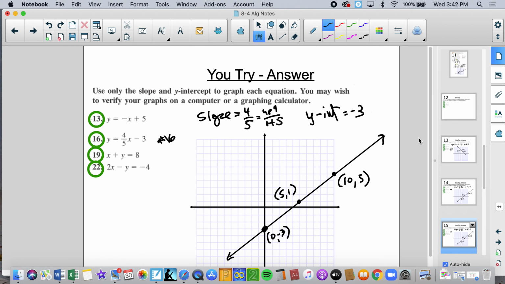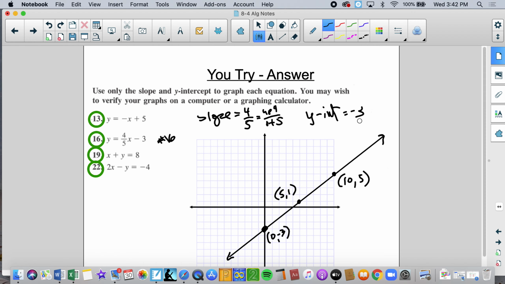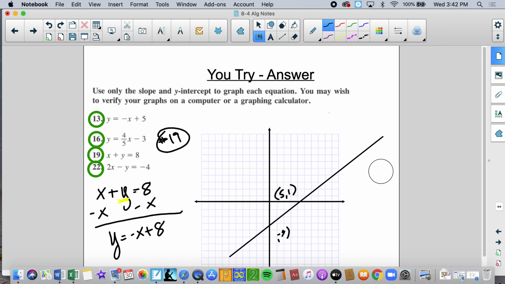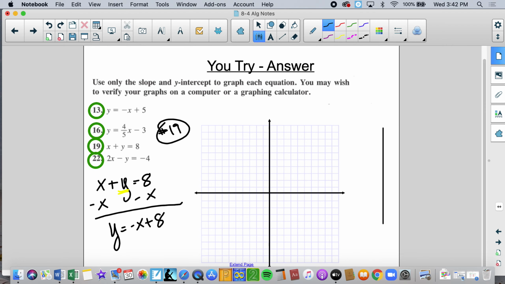Good. Let's do number 19. In number 19, we have to notice that it is not in slope-intercept form. So we have to isolate for y. I'm going to get y by itself. I'm going to subtract x. That gives me y equals negative x plus 8. Let's erase this, sorry. We'll save this because we're going to need it in a second.